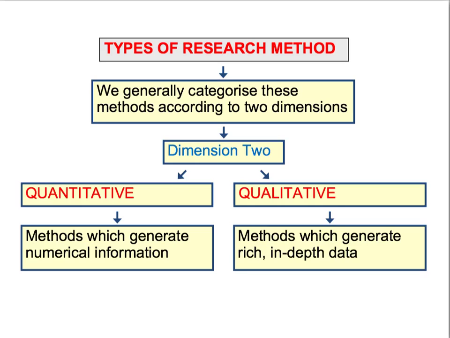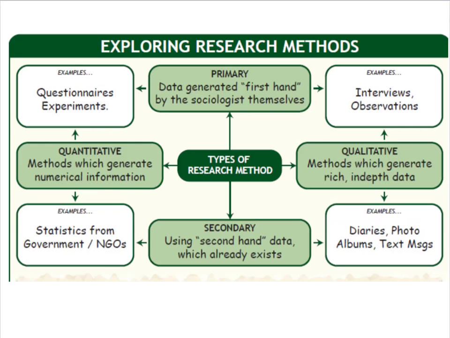So therefore, any research that requires information about people's beliefs, feelings and attitudes is likely to make use of qualitative methods. And this diagram here gives you an indication of the range of methods that sociologists might use in the process of doing their research.